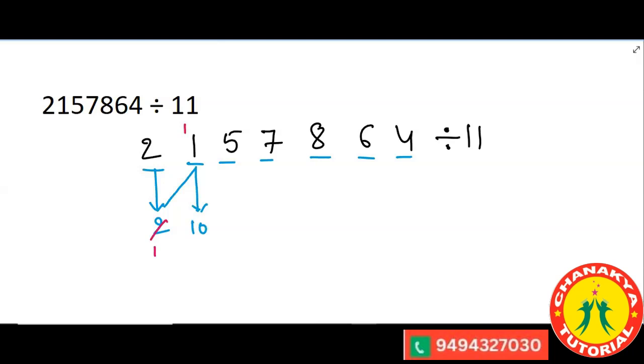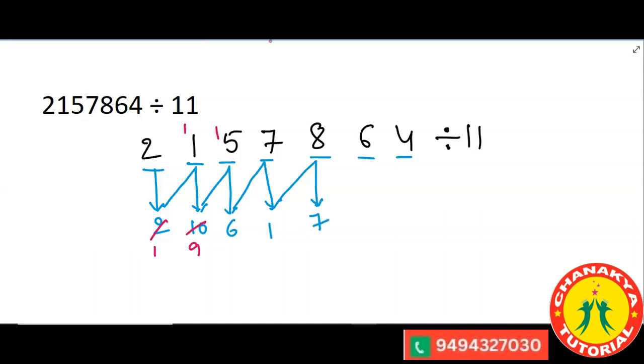10 will become 9 and 5 will become 15. 15 minus 9 is 6. Then 7 minus 6 is 1. 8 minus 1 is 7.